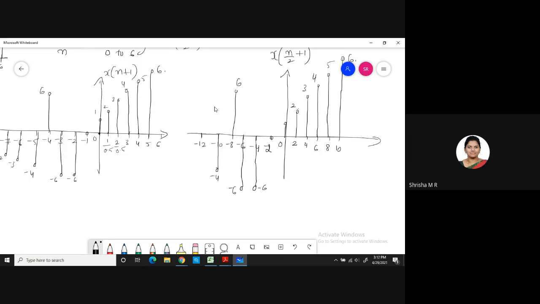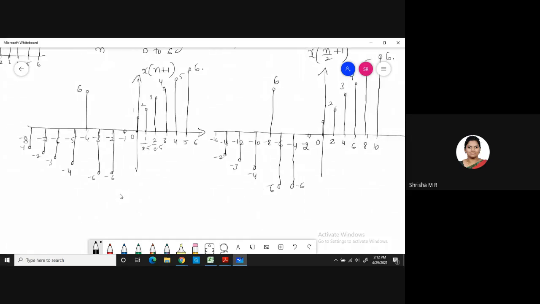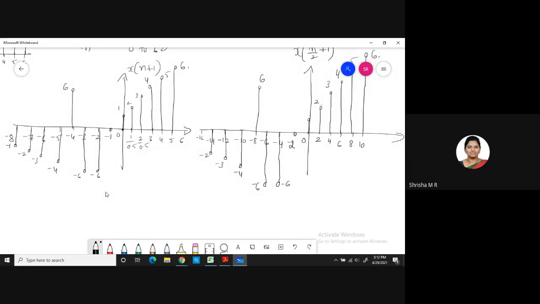how much is the amplitude? It will be minus 3. At n is equal to minus 14, it will be minus 2. At n is equal to minus 16, it is minus 1. Okay? Got it, everyone? Yes, ma'am.